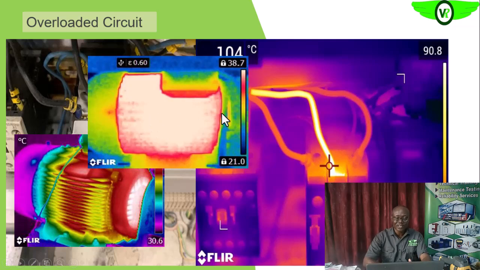The motor is fully heated. Again, you have to look at the temperature also, because it depends on whether your camera setting is right. If your range is below the temperature that you are looking at, definitely you get something like this. But if it is within range, then of course that will mean that this motor is overloaded.